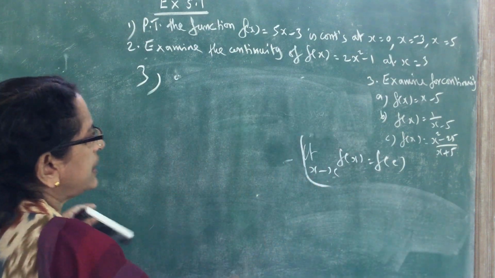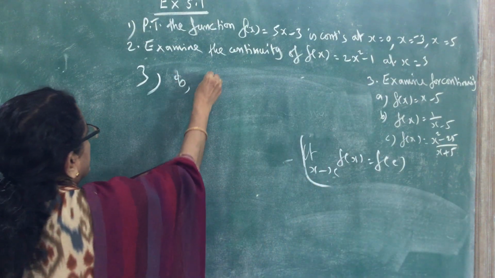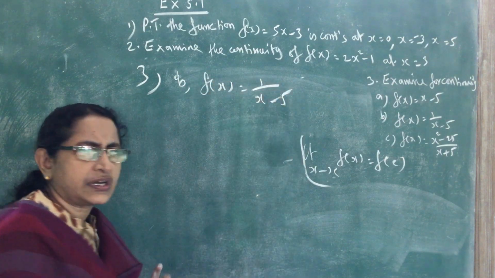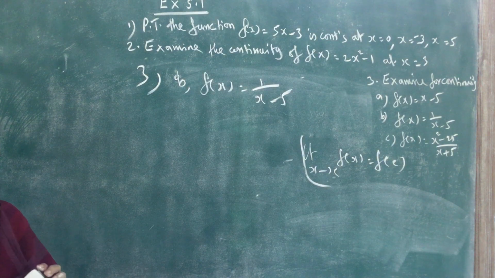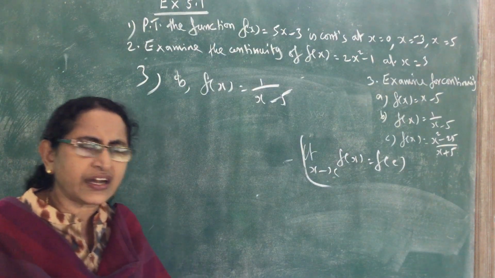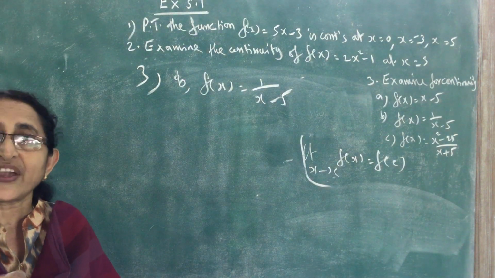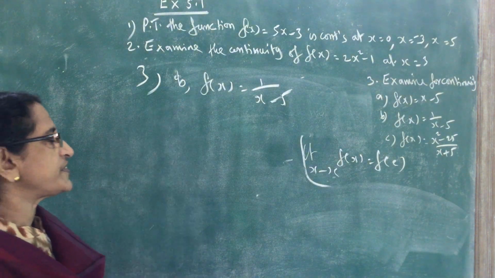Now part B, f of x equal to 1 by x minus 5. So we have to check whether this function is continuous. To check that, we first have to find out the domain of this function.